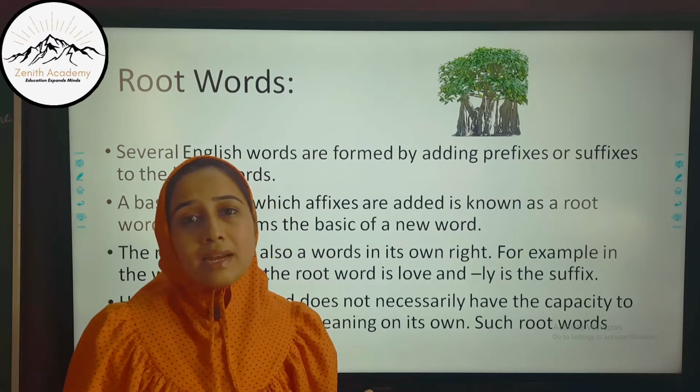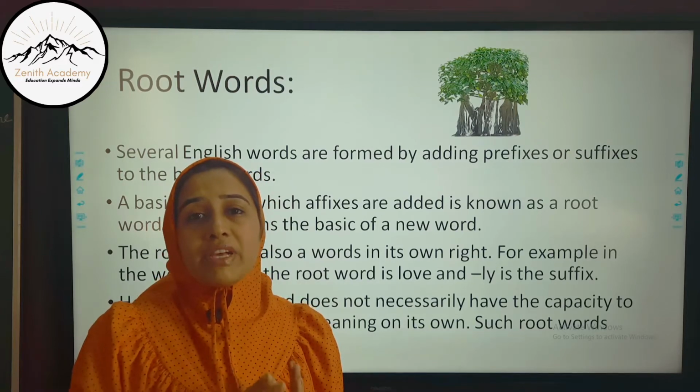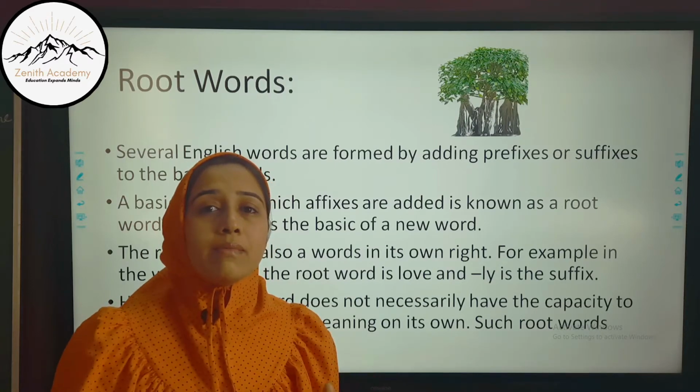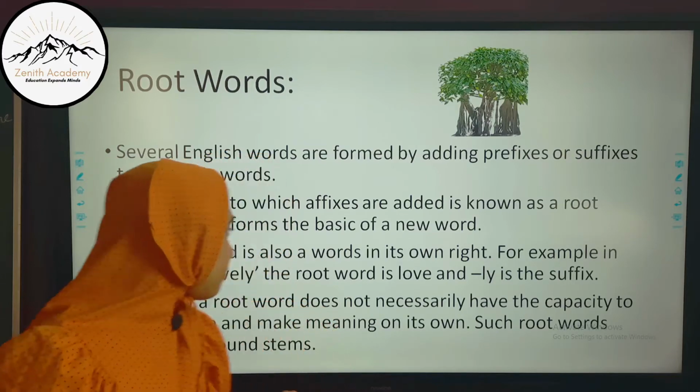As we saw in the last slide, big is the root word. When we add the suffix er, it becomes bigger. When we add the suffix est, it becomes biggest. But the main word, the root word big, remains the same.